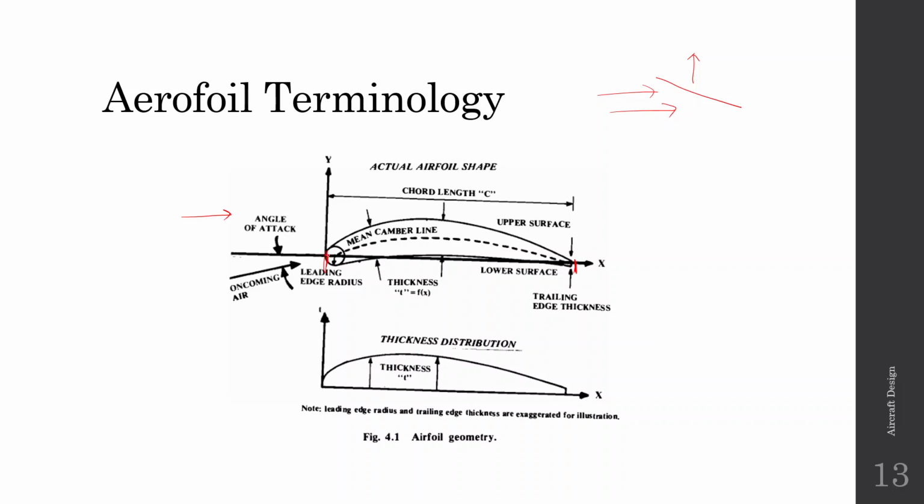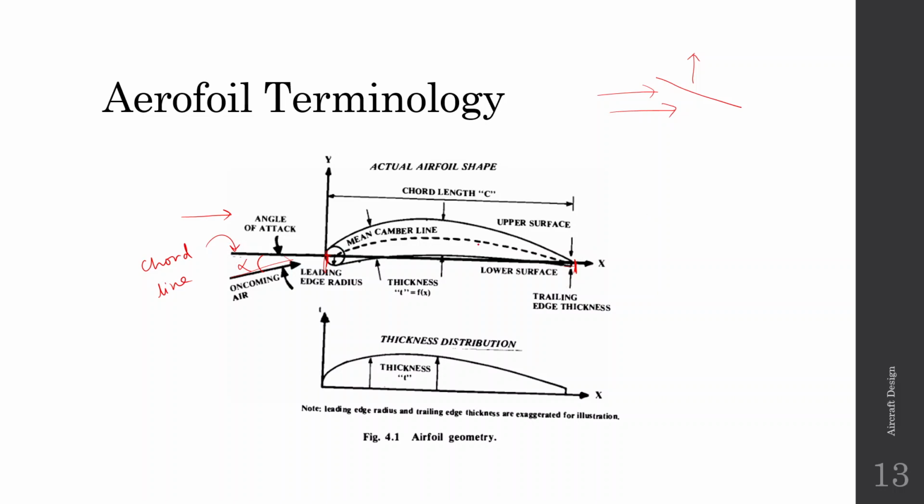And then you have the chord line. The chord line is a straight line which connects the leading edge to the trailing edge. And in this drawing, the chord line has been taken as horizontal and the other things have been drawn in relation to it. So this line is your chord line. And they have also drawn the direction of oncoming air. You can see that it is tilted with respect to the chord line, and this angle is known as your angle of attack, alpha.